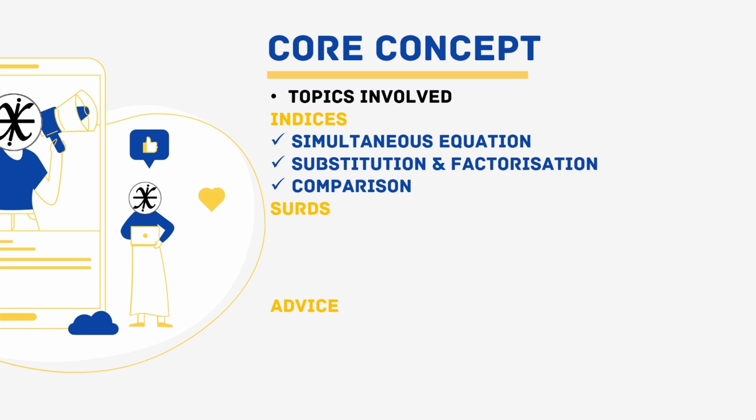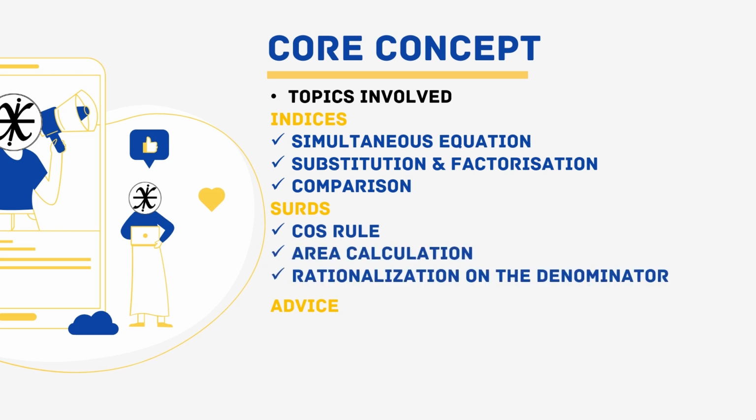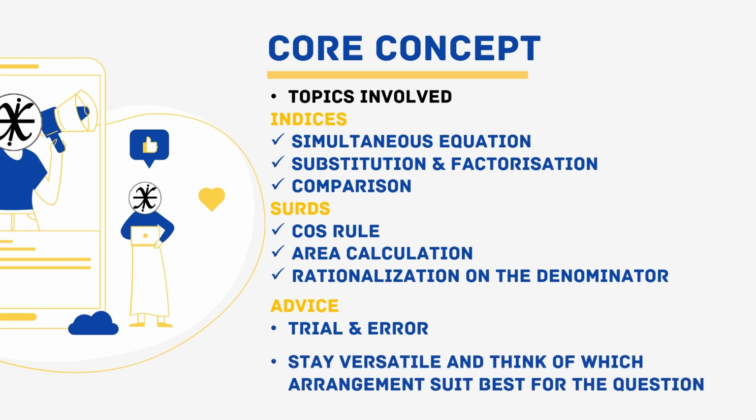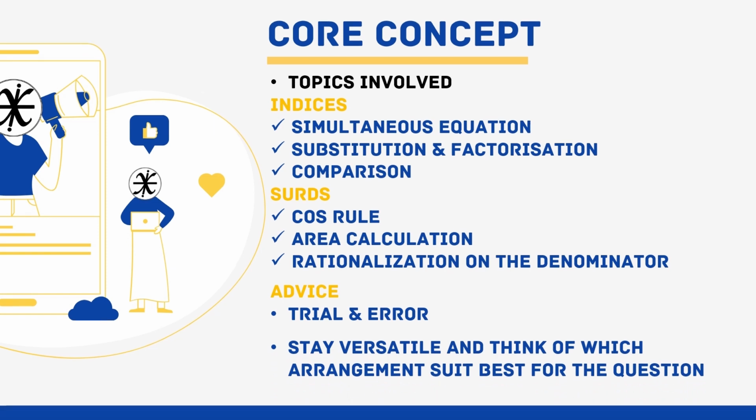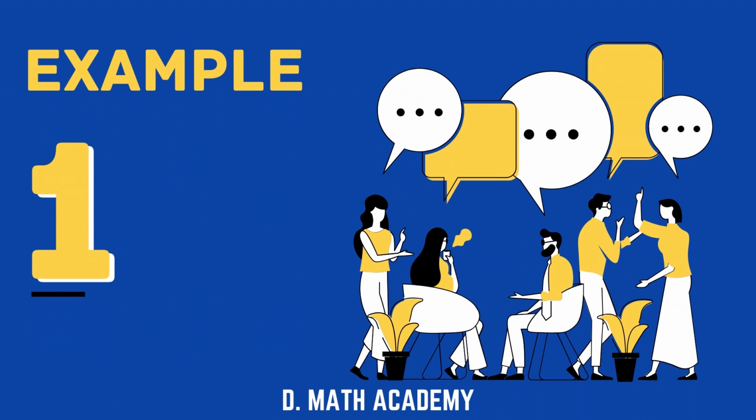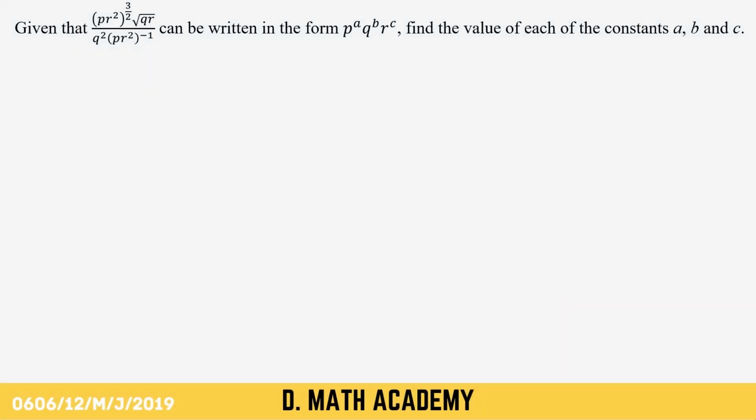As for surds, they always incorporate it with shapes like triangles and stuff. So your cosine rule is very important, your area calculation, as well as your ability to rationalize on the denominator section. So let's go through our first example here.